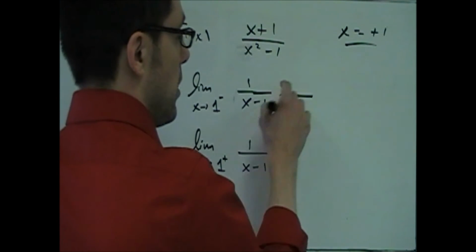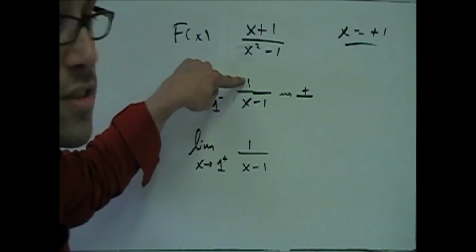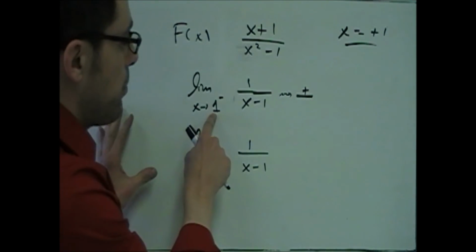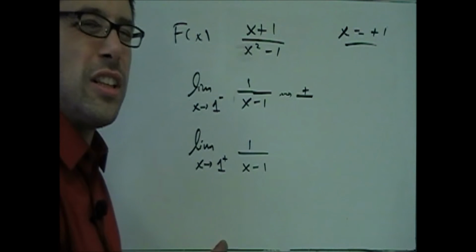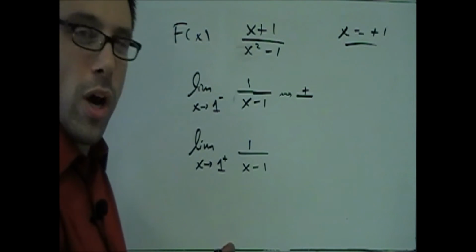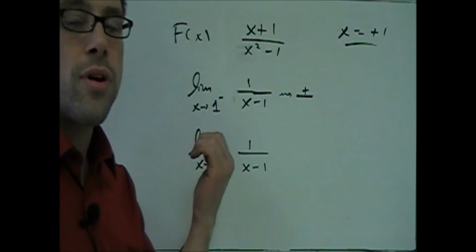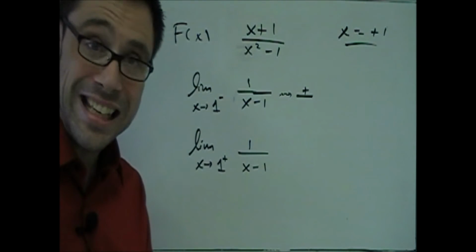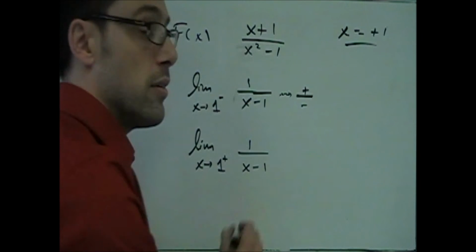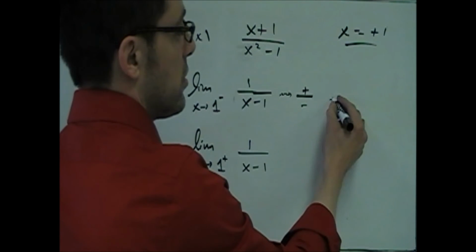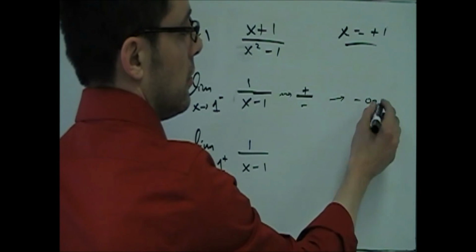So here's the sign. The top is always plus, because it's a 1 up there. As I approach 1 from below, I'm always a little bit less than 1. So if I take something less than 1 and then subtract 1 from it, I have something negative always. So this is negative. So overall, this goes off to negative infinity.